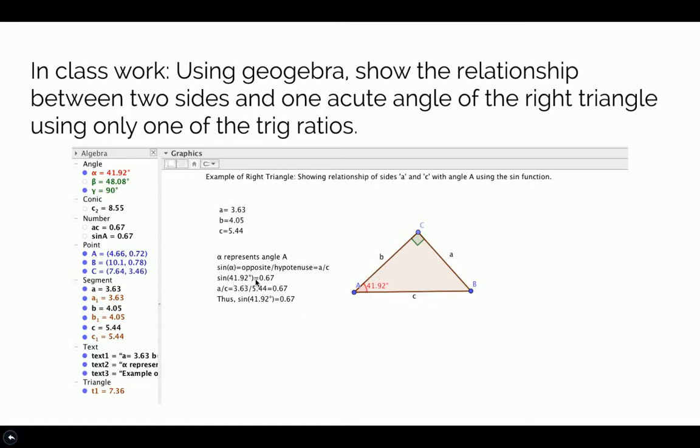I typed that into the input bar and got 0.67. Then I also did side length A divided by side length C, which is 3.63 divided by 5.44, and that's equivalent to 0.67. We know that sine of alpha or sine of theta is equal to opposite over hypotenuse. So in this situation, sine of 41.92 is equal to the opposite, which was 3.63 right here, all over the hypotenuse of 5.44 right here, and we get the answer of 0.67.